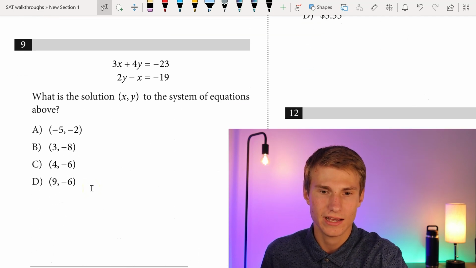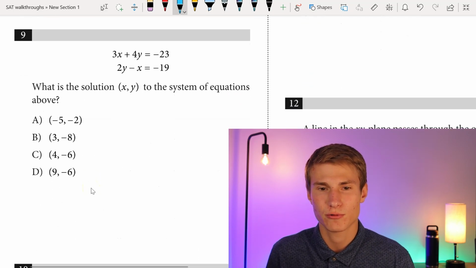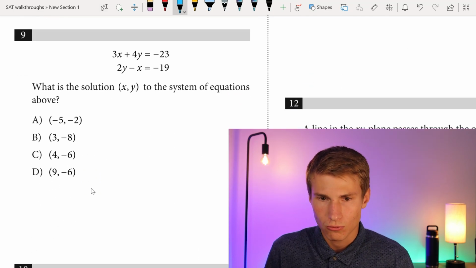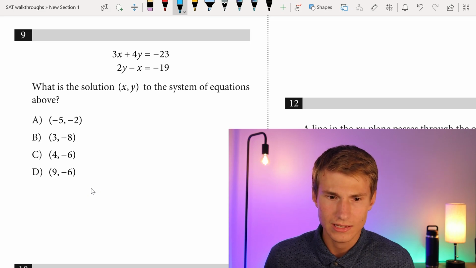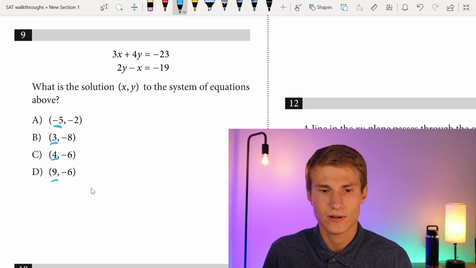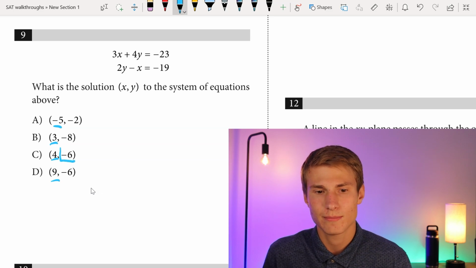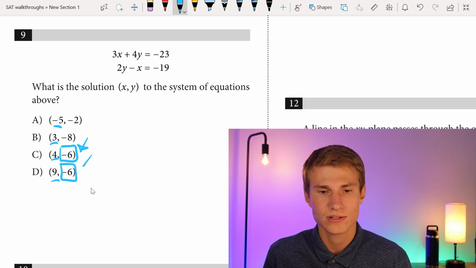All right, moving on to number 9. What is the solution xy to the system of equations above? In this case, what I'm going to look to do is solve for my x. Now the reason I want to solve for x rather than y is because if I look at my answer choices, I see I have -6 and -6. So if I solve for y first and y is -6, I have to go through and also solve for x.